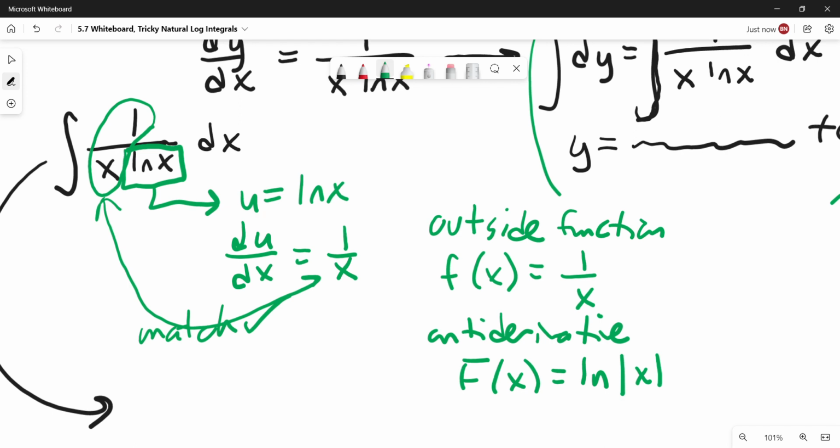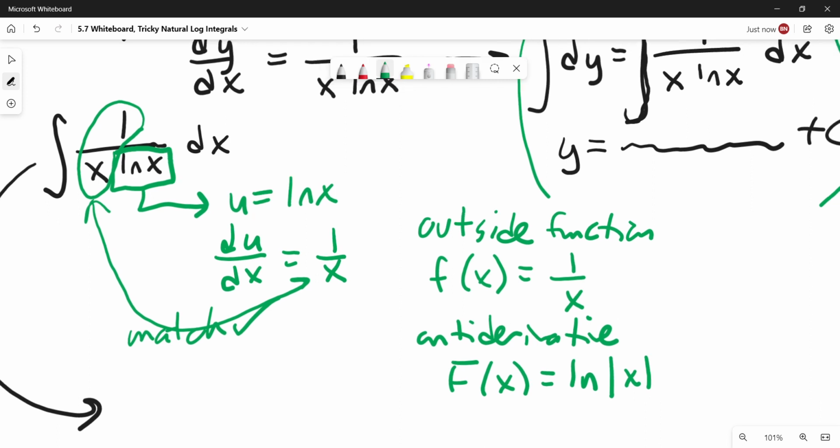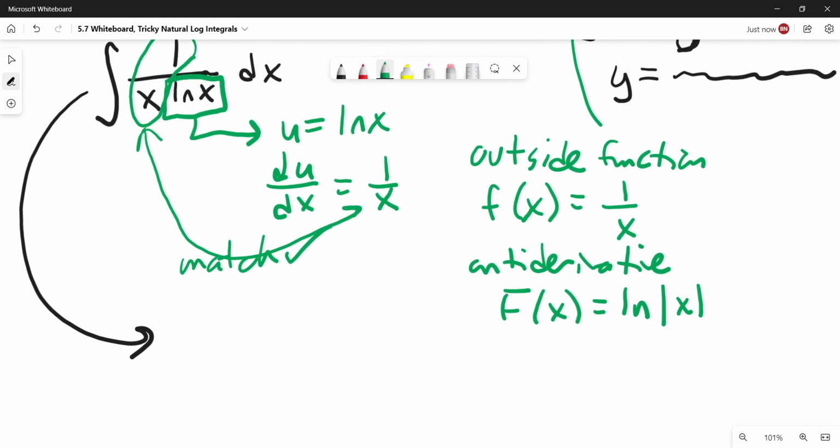This antiderivative, though, actually, again, I know this is a little bit crazy. This is why, to me, I guess this is exciting. The fact that this antiderivative is ln of the absolute value of x has nothing to do with the fact that u was ln x. It's completely separate. Doesn't that kind of blow your mind? Okay.